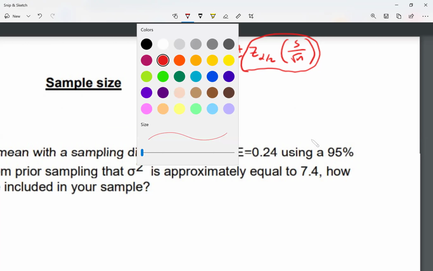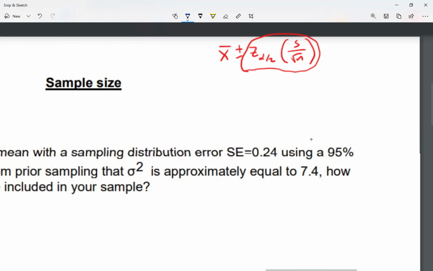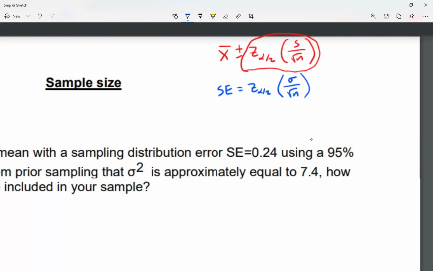So let me come over and say, I'm going to use SE for error. SE is going to be our sampling error. Our sampling error is equal to our z-score multiplied by sigma divided by the square root of n. I'm using sigma, but we could use S if we're looking at a sample. That was our error. We went how far up from our mean, how far down from the mean. So that was technically the error.